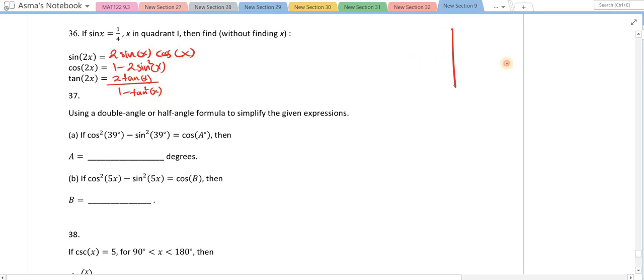So I'm just going to graph it in the first quadrant. This is x, sine is 1/4, which is going to make this side square root of 15. So if you plug the values here, this is going to become 2 times sine, which is 1/4, times cosine x, which is square root of 15 over 4. So this is going to become 2 times, and the 2 is going to cancel with the 4.